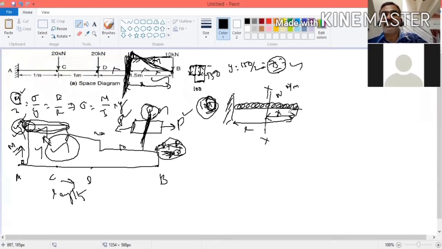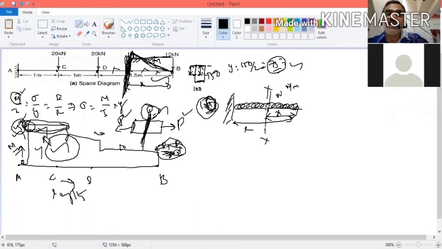At this point, what is the shear force I want to calculate? The purpose of taking x is I want to find whether it is linear or what type of equation I am getting.